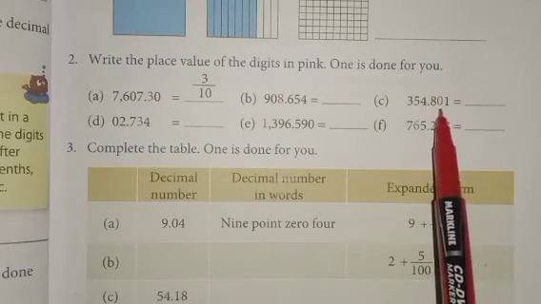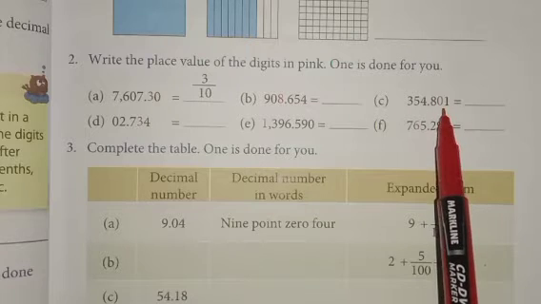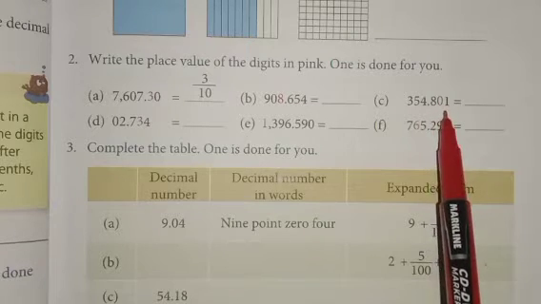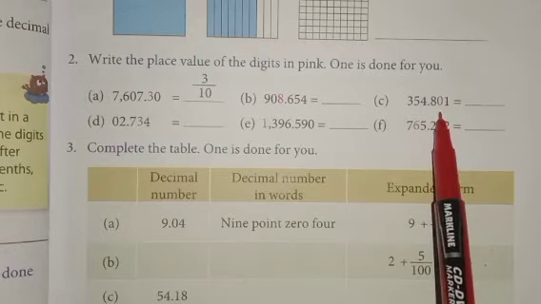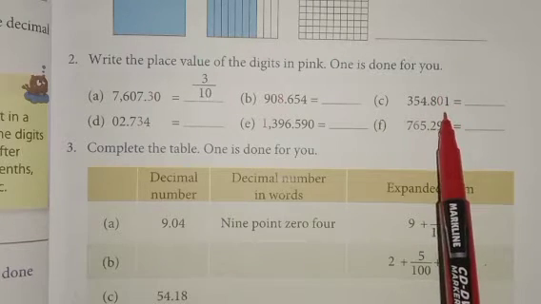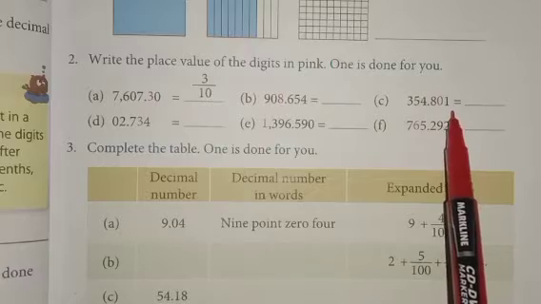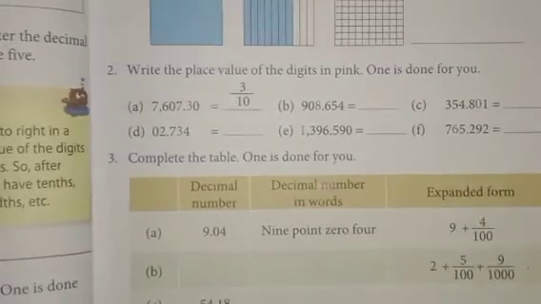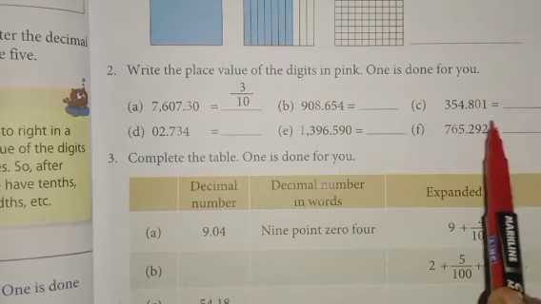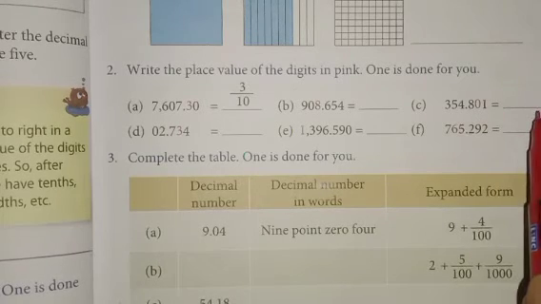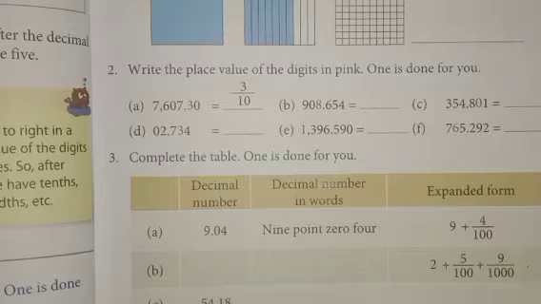Next one. 354.801. So here 0 is in which place value? That is the decimal fraction. So how will you write? This is 8 by 10, 0 by 100 and 1 by 1000. So here the place value of 0 is 0 itself. Okay. So 0 by 100 is 0. Next question.